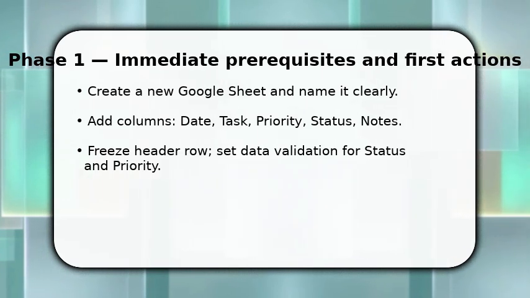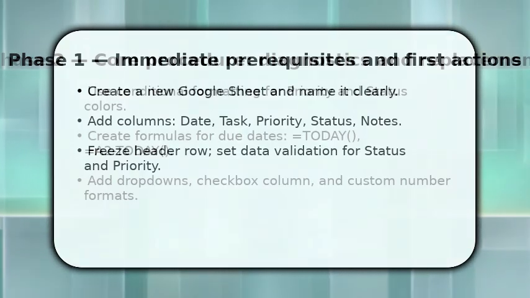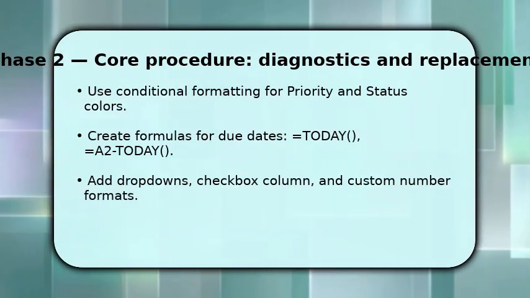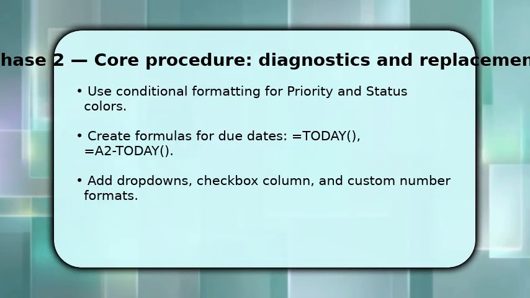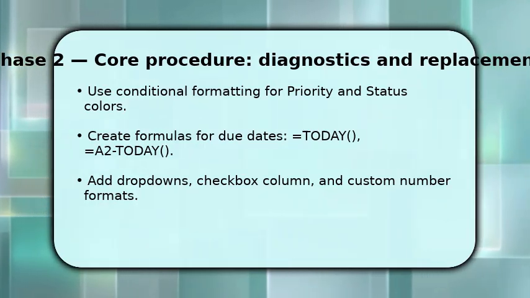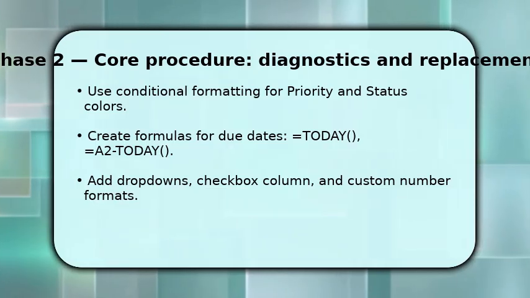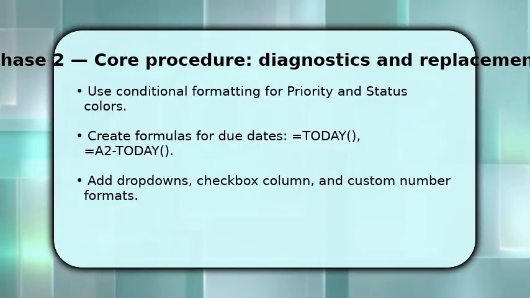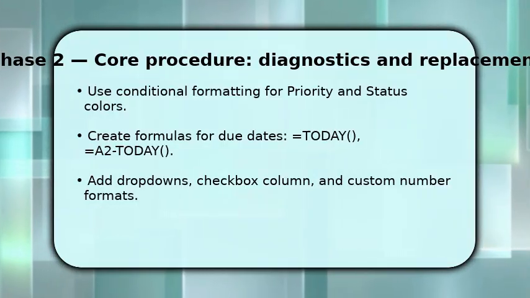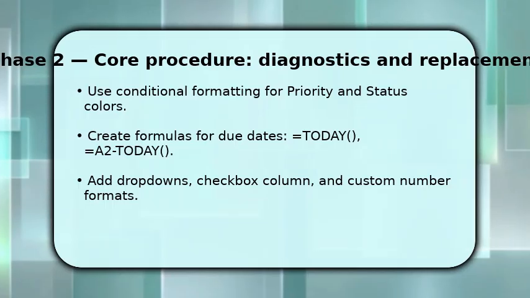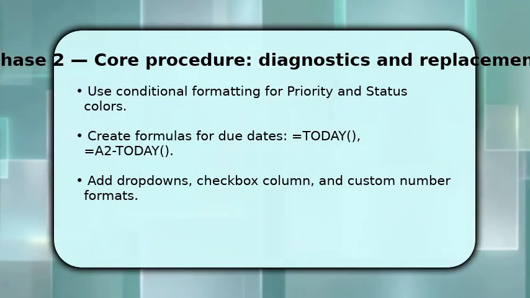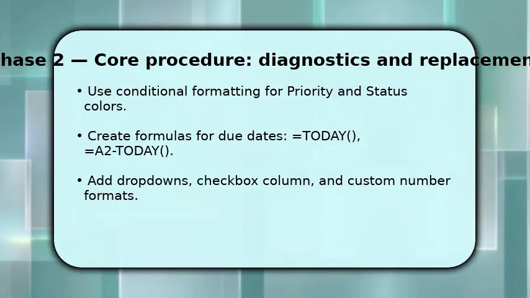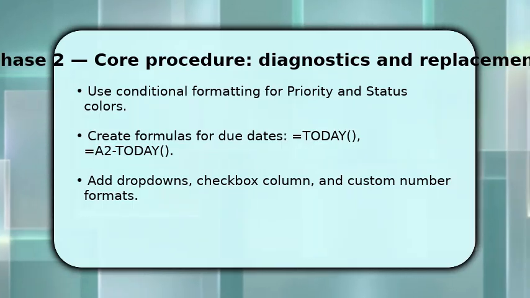Now you automate and style to make the planner actionable. Apply conditional formatting so high priority and overdue tasks highlight automatically. This guides your attention. Then add formulas. Use equals today for dynamic references and simple subtraction for days remaining. Insert drop-downs for consistent status entries and a checkbox column for completion tracking. You should also add custom number and date formats to keep everything readable.